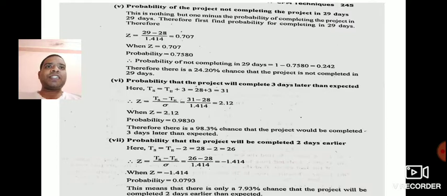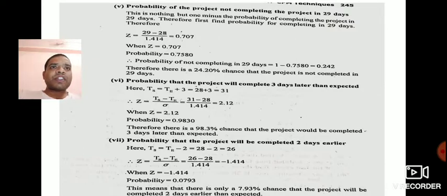Now the sixth one is the probability that the project will complete 3 days later than expected. Okay, expected duration is 28, and 3 days later means we add the 3 days. Ts equals Te plus 3. Te, as you know, is 28, plus 3, that is 31.